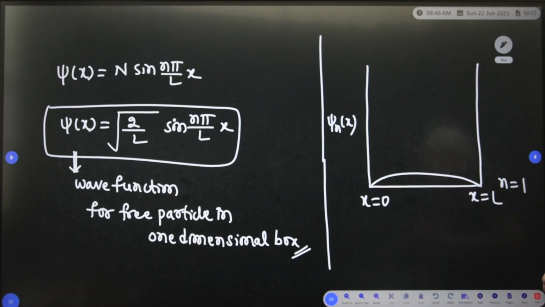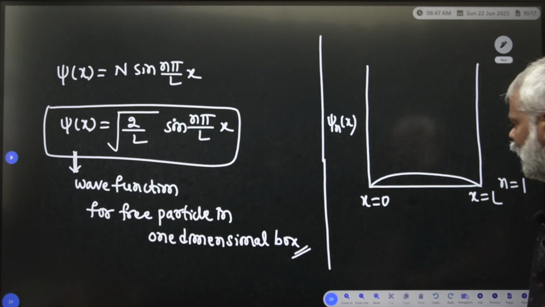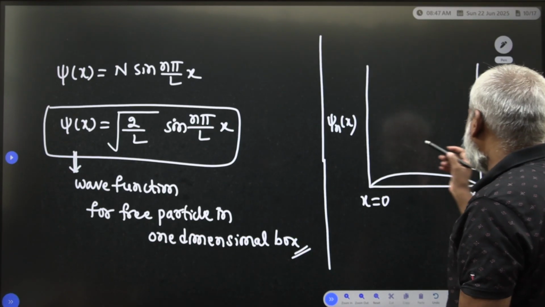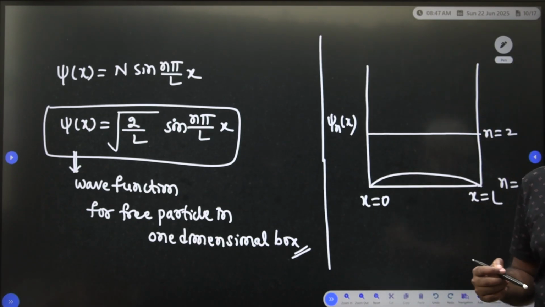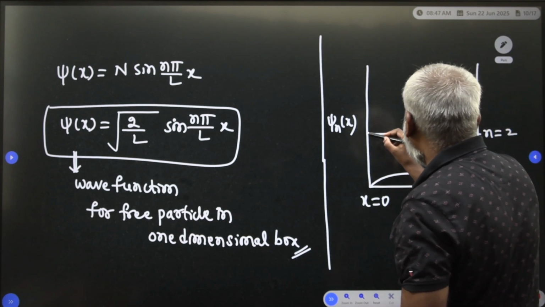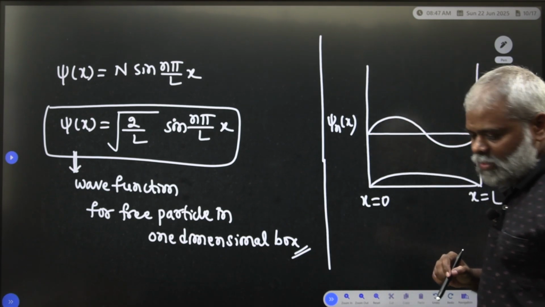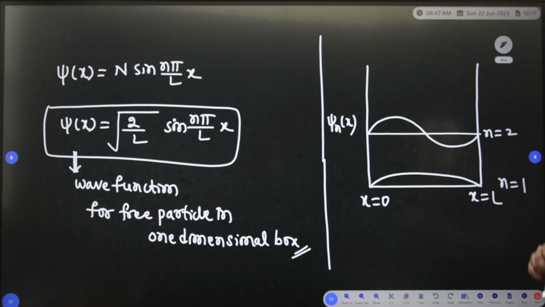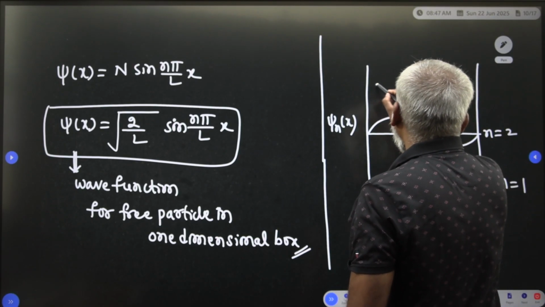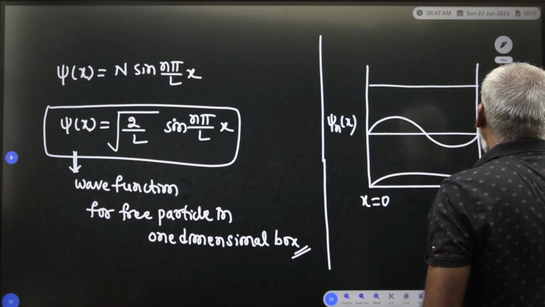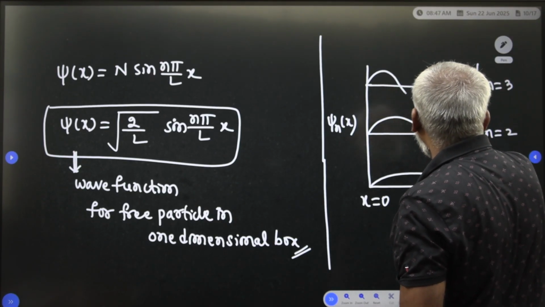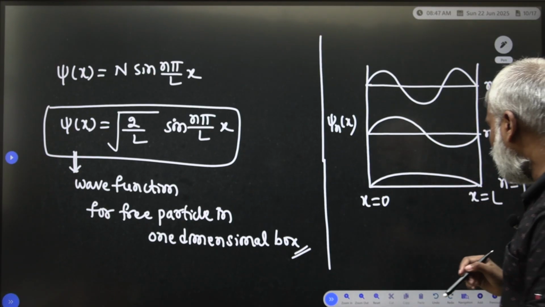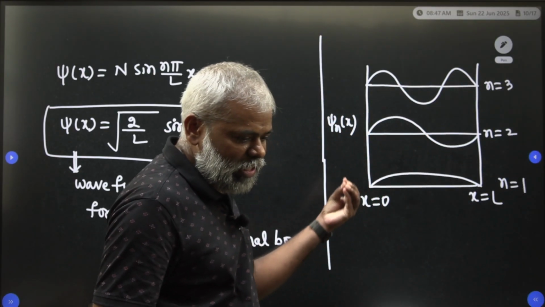For n equal to 0, there is no wave because sin 0 is equal to 0. That is why for n equal to 1 a wave comes. If n is equal to 2, the wave function changes like this, and you get 2 nodes. If n is equal to 3, our wave function becomes like this. Now observe how this wave function behaves.